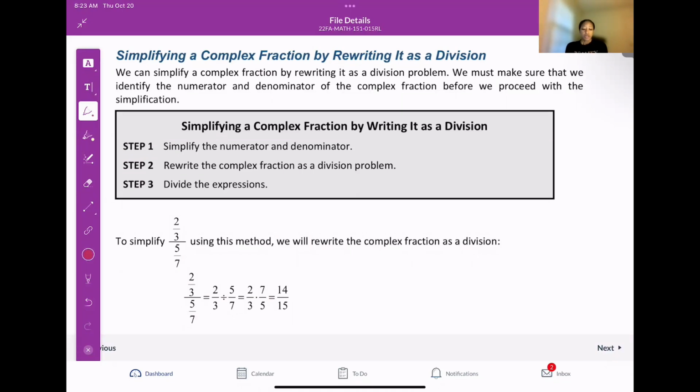Step 1, you want to simplify your numerator and denominator as much as possible. So sometimes your numerator might just be one expression. Sometimes you might have 2 fractions that are being subtracted or added. Whatever the case, you want to look at the numerator and simplify it as much as possible. If you have 2 fractions being added in a numerator, add them, combine it to 1 fraction, okay?